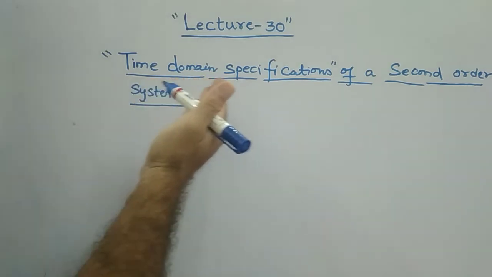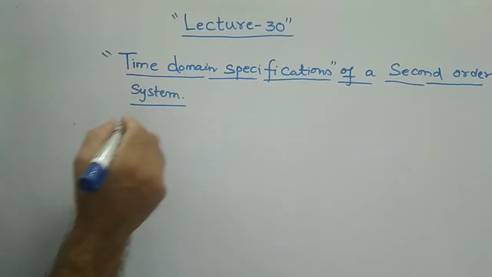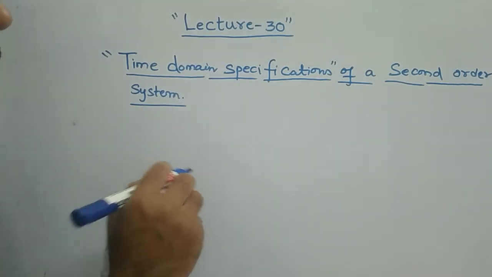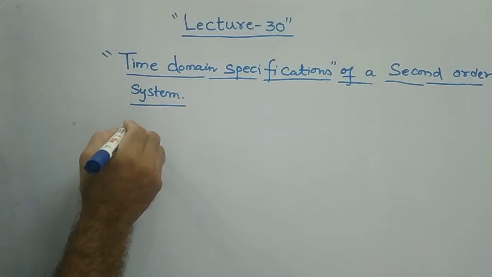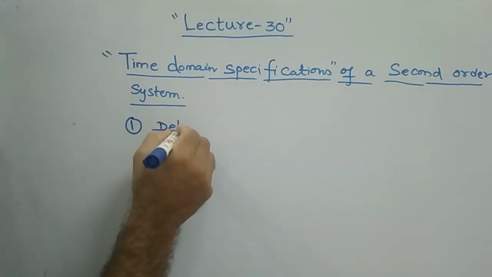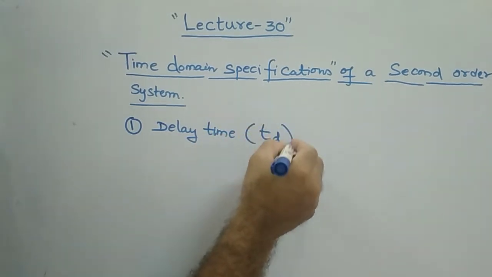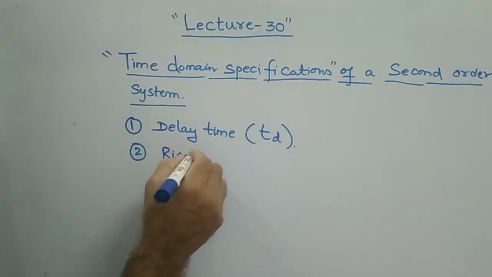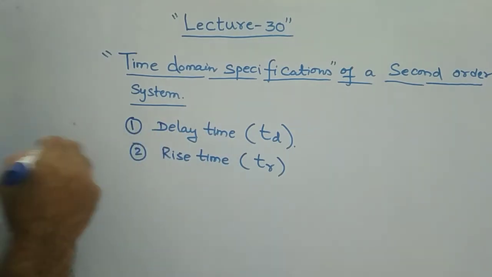The time domain specifications are a very important topic, in fact. There are various time domain parameters which I have already covered in previous presentations. However, in this presentation also, I would like to explain those. The first parameter we have seen is delay time, called T suffix D. That is the first specification. The second specification is rise time, T suffix R.